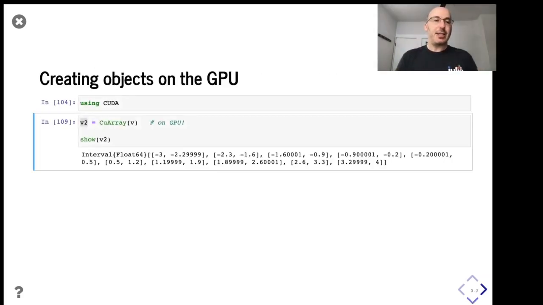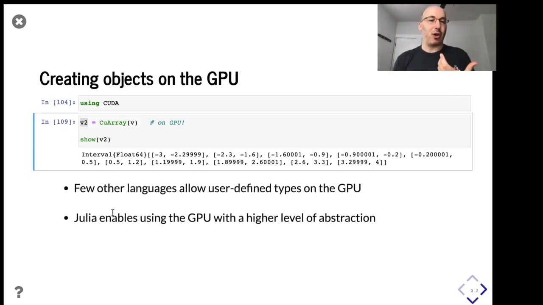We're going to use this fantastic package CUDA.jl, and we're going to create an array on the GPU just by calling this cuArray constructor, and that will copy over the data from the CPU, which is in this vector v, to the GPU and create a new vector v2 that lives on the GPU. And you'll notice that this vector actually contains these interval objects. This is a user-defined type that we defined in the package, but it is now creating objects of that type on the GPU, or at least that's how we can think of them as programmers.